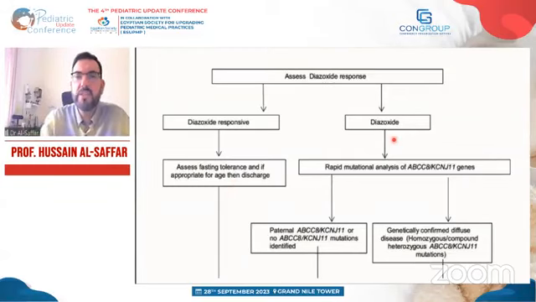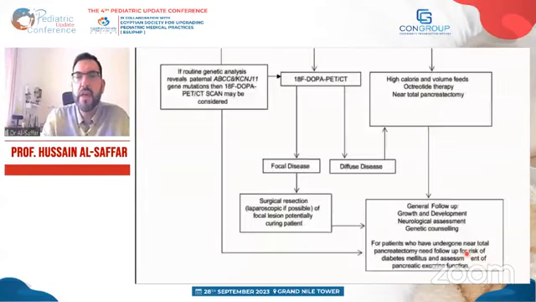But if the patient is not responsive to diazoxide, it's important to run a rapid mutational analysis of ABCC8 and KCNJ11. Now, if it's paternally inherited, as we mentioned earlier, it could be focal, but if it's diffuse disease, it will usually be homozygous or a combination of heterozygous mutations of both. Then we will move to high calorie and volume feeds plus octreotide therapy, plus we might end up, if the patient is not responding medically, with near total pancreatectomy.